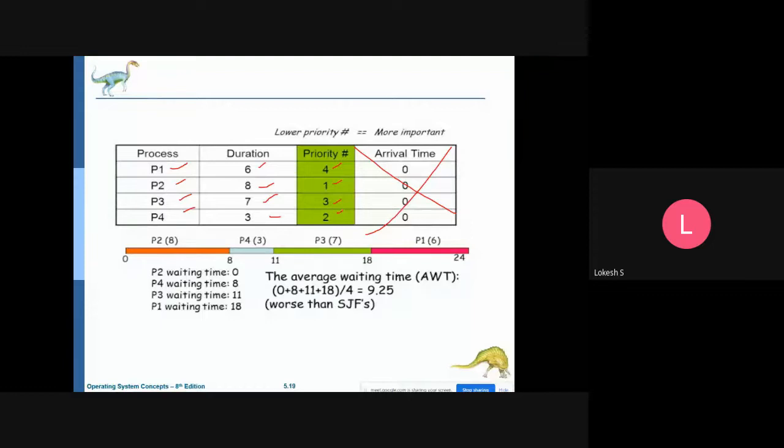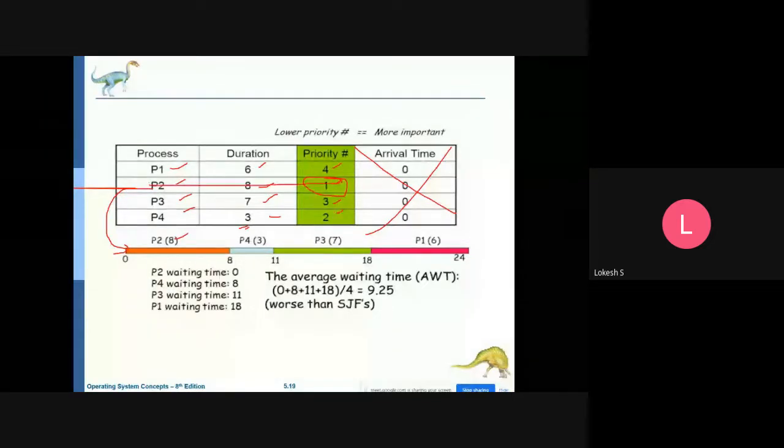Execution is decided by priority, even though the burst times of P3 and P4 are less, because it works based upon the priority given to your process. First, P2 has the highest priority, so the CPU is allocated to P2 at arrival time 0. P2's burst time is 8, so 0 plus 8, and P2 is completed.